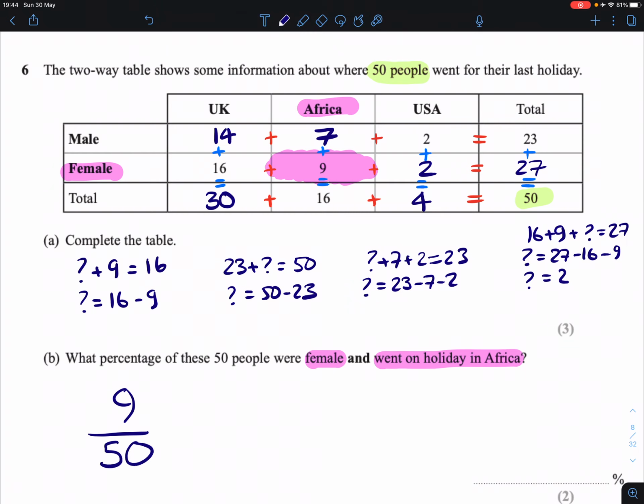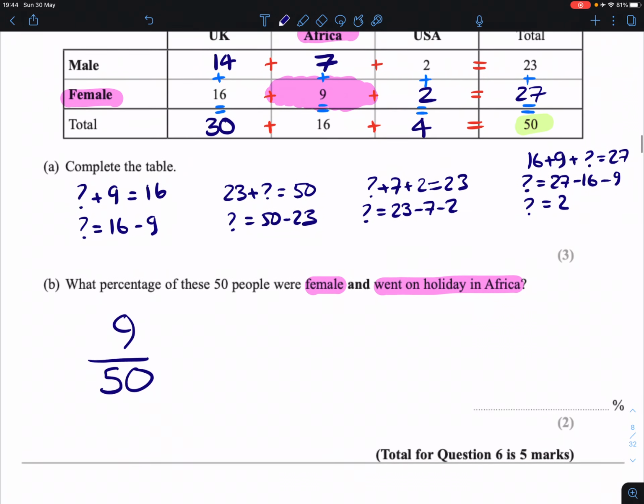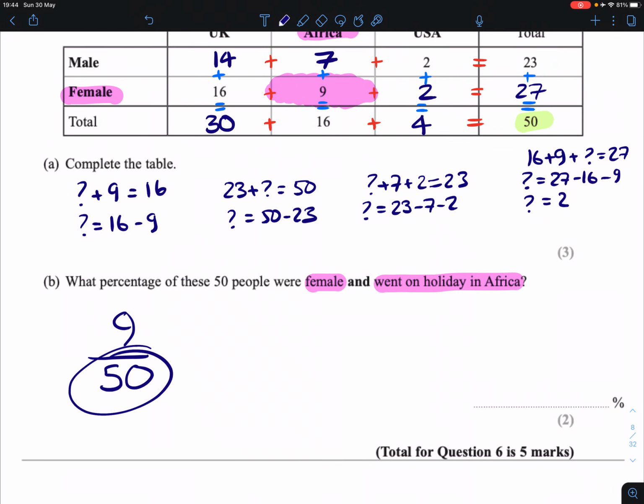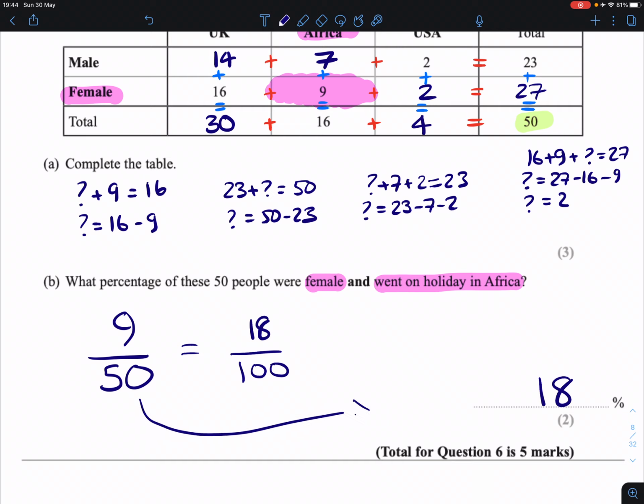If we want to turn that into a percentage, we either multiply it by 100, or if the fraction's nice like this, we can think about just rewriting that fraction out of 100. If we double the top, double the bottom, we end up with 18 out of 100, so 18%. You could just take that fraction and multiply by 100. That would also give you 18%. Done.